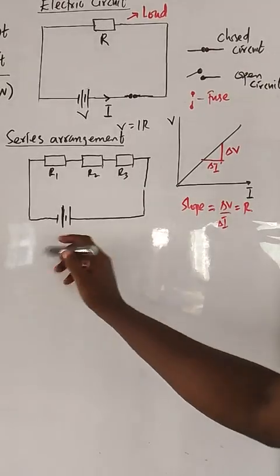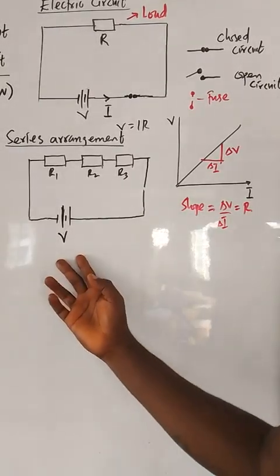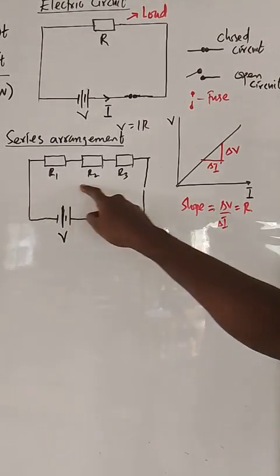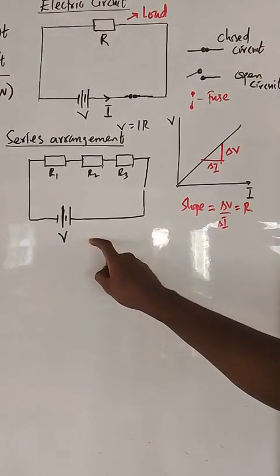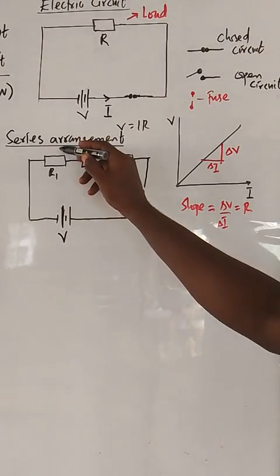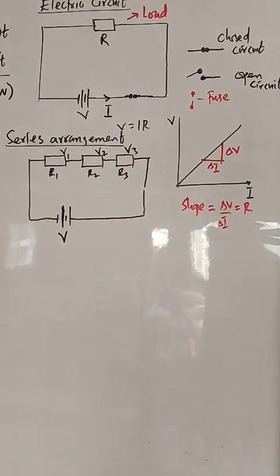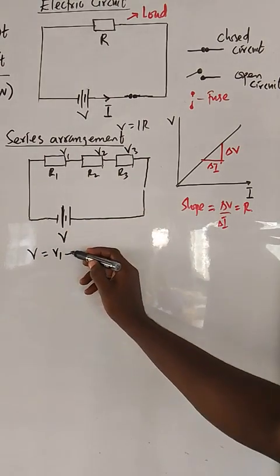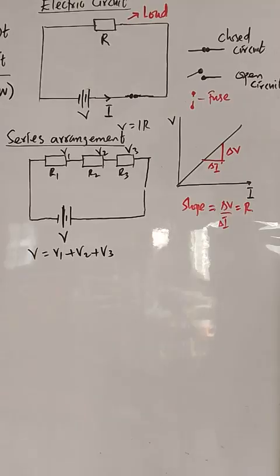So the total PD here is V. If the total voltage is, let's say, 60 volts, that 60 volts will be shared between these resistors. If they have equal resistance, they will take 20, 20, 20. So the voltage across the first one, let's call it V1, this one V2, this one V3. The total PD across the whole circuit is V1 plus V2 plus V3. This is called Kirchhoff's voltage law.